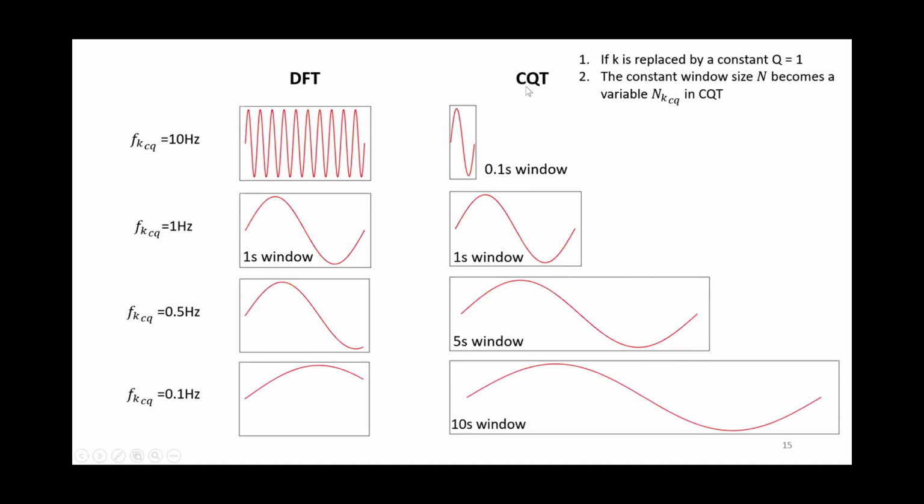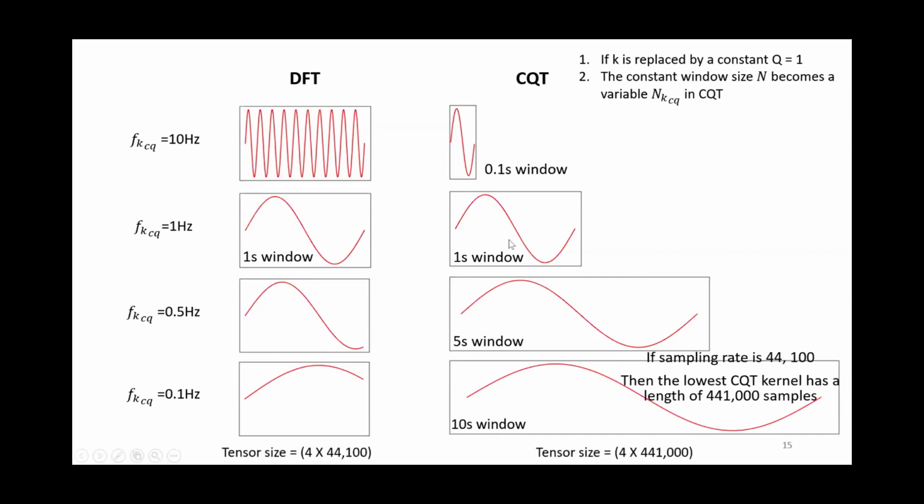For CQT, if we start with a really low frequency kernel, then we have a really long kernel. And this really long kernel occupies a lot of memory. For example, if our sampling rate is 44,000, then the lowest CQT kernel has 440,000 samples. And if we initialize it in the neural network, for DFT, we have a kernel of the shape 4 times 44,000. But for CQT, we have a kernel of the shape 4 times 440,000.